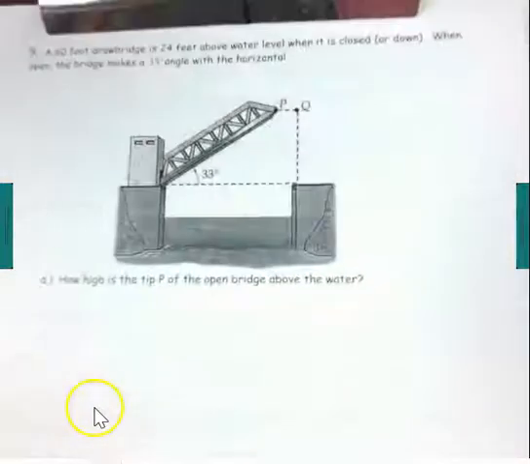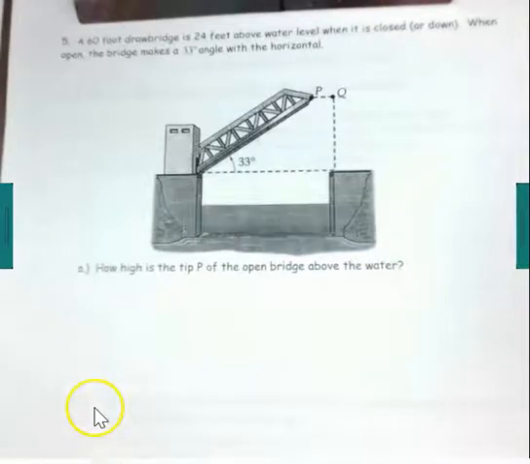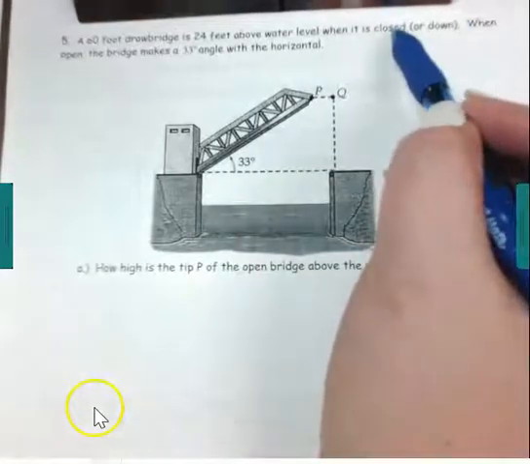Okay, next one. So you have a 60-foot drawbridge 24 feet above the water when it is closed.